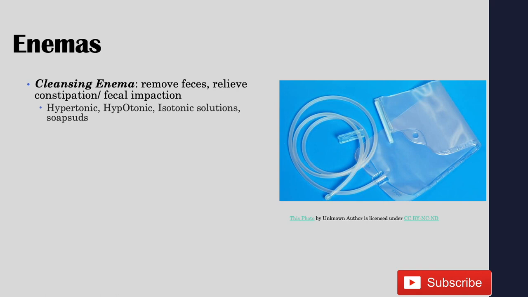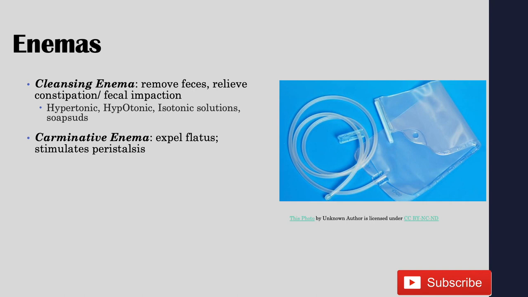And then soap suds are also used, and soap suds are similar to the causes of diarrhea because they're administered to irritate the bowel, which is what causes diarrhea, irritants in the bowel. So soap suds can be used as well. Keep in mind that it's not just regular old soap at your house. They use a pure soap, and they administer this as an enema to encourage defecation as well.